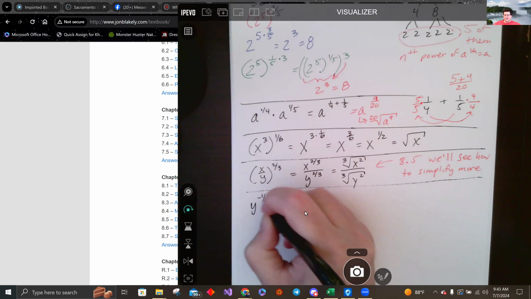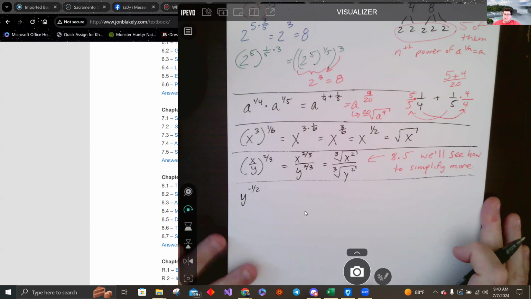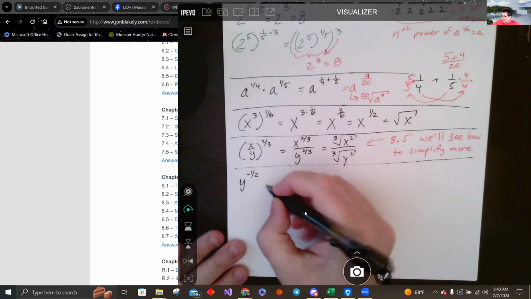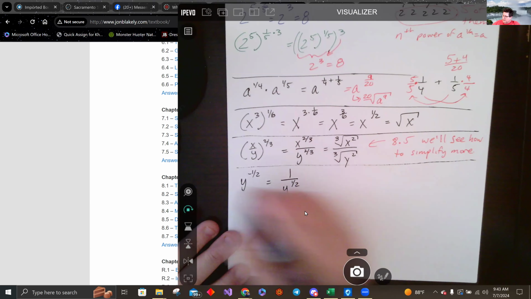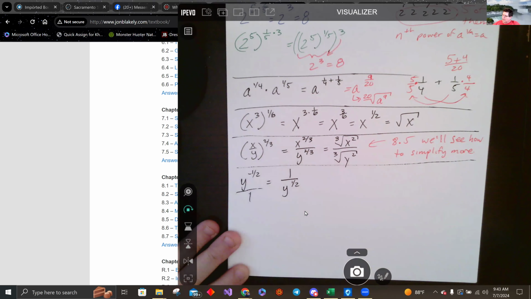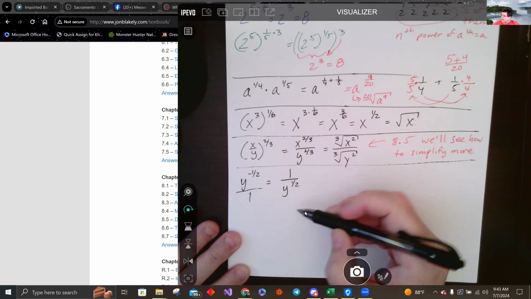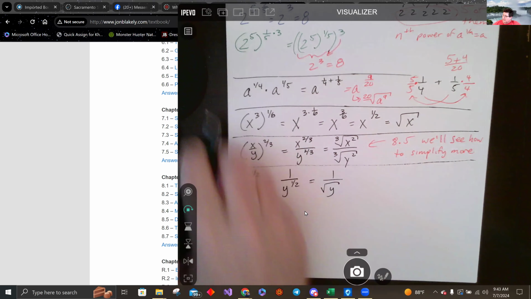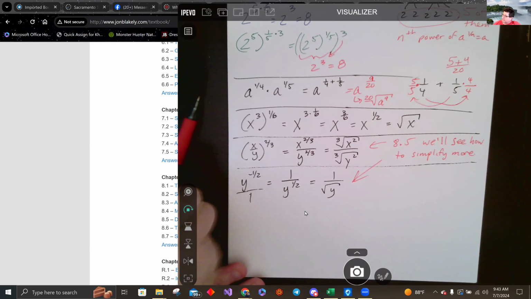Y to the negative 1/2 power. So we wanted no negative exponents. So here we put it on the other side of a fraction with the same exponent. This is like over 1. So we just flip that part and put it on the bottom. And so that's kind of like 1 over square root of y. And again, 8.5, we'll see how to make this a little bit cleaner.